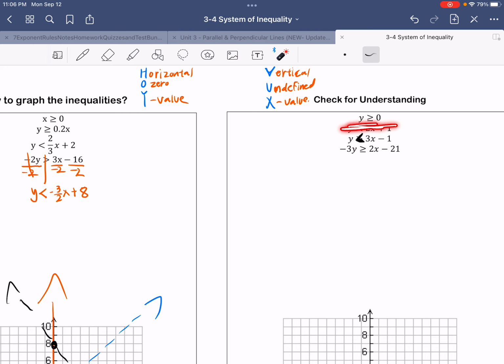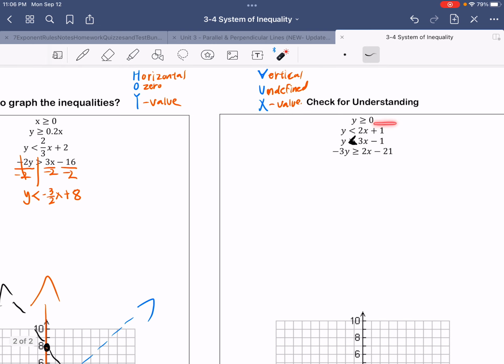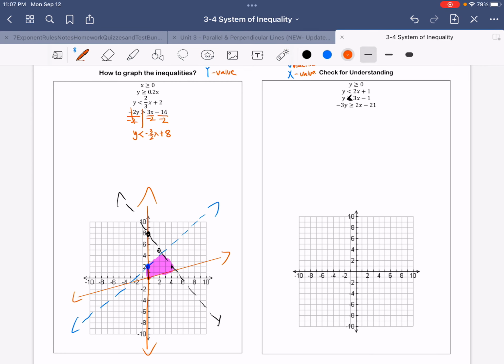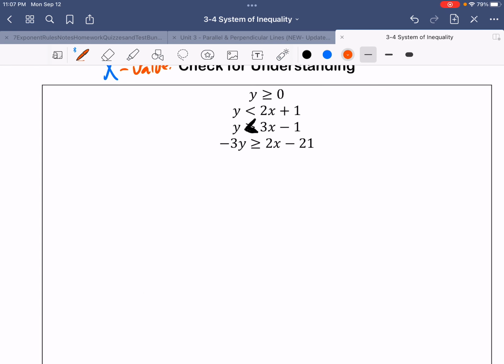Just remember, for y, you don't have an x value, so it's going to be a horizontal line, because this one has only a y value, okay? So first you have to start by drawing the y value here like that. It's upward, so you're going to shade like here. And for the last one, don't forget, you have to divide by -3, okay? And don't forget to flip the inequality symbol, okay?